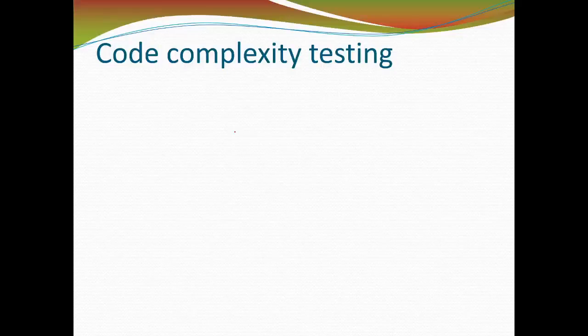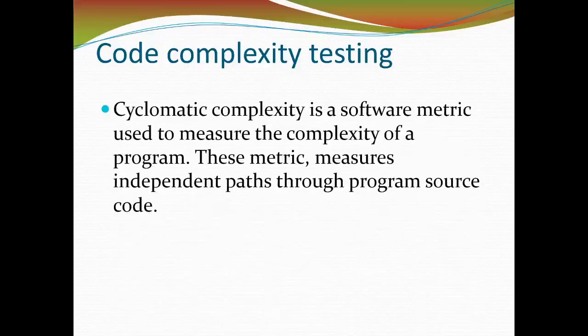So this code complexity testing is a software metric used to measure the complexity of a program. This metric measures independent paths through program source code. So when a particular small unit or program is given, to test that code, how many paths you need to test and how many different inputs you need to provide for that particular code, you will understand from this code complexity testing.